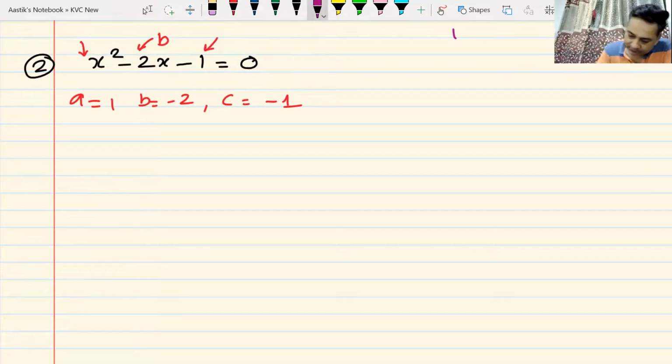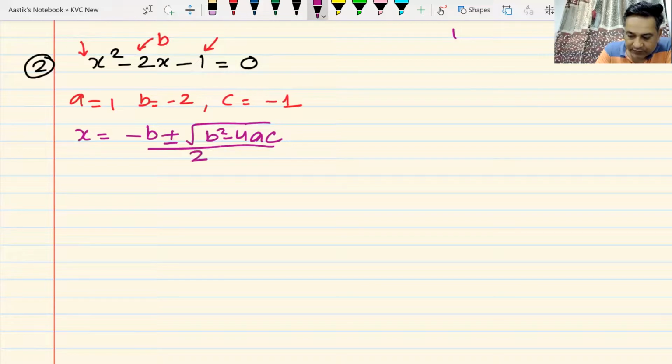Yes, sir. Now x equals minus b plus or minus square root of b square minus 4ac, by 2a. That is correct. Now, minus of minus 2 plus or minus. So minus of minus 2. B is minus 2. That is correct.